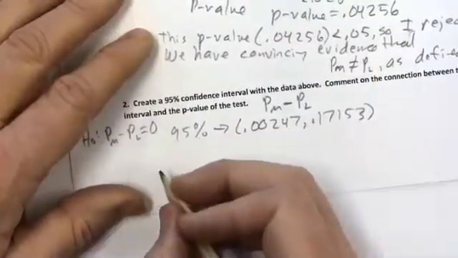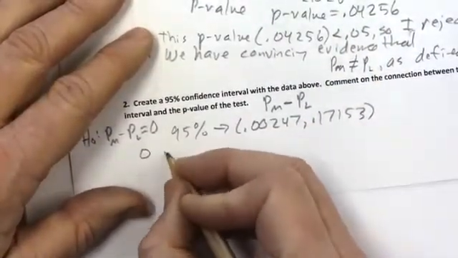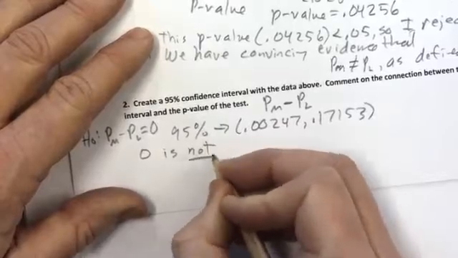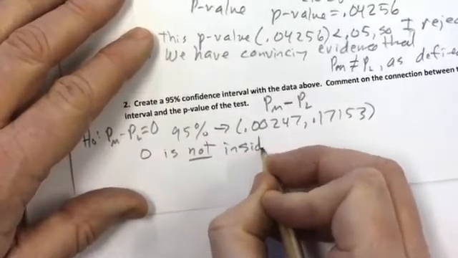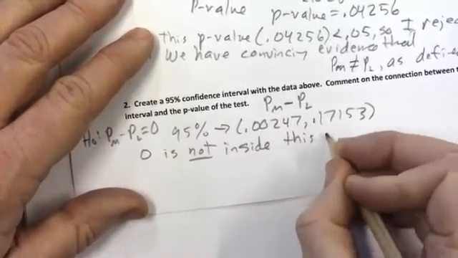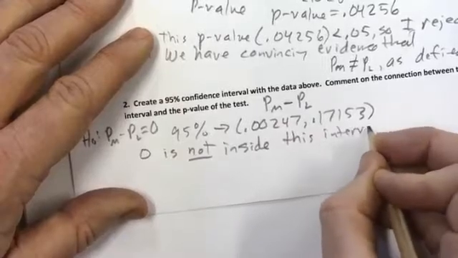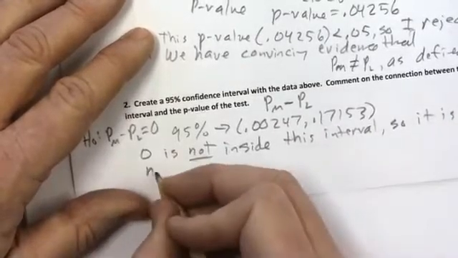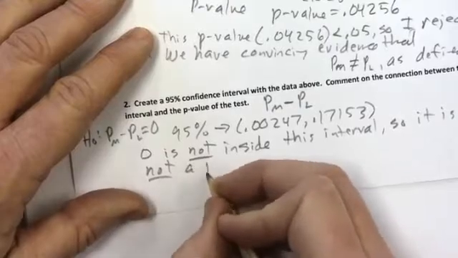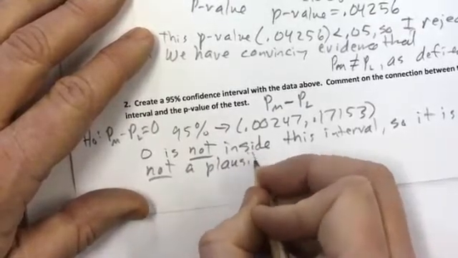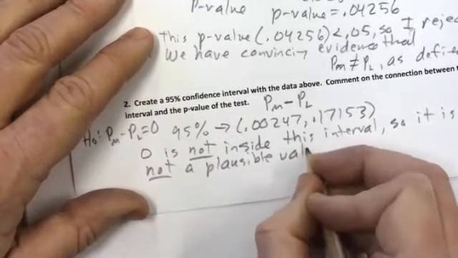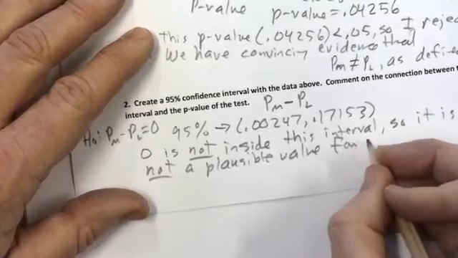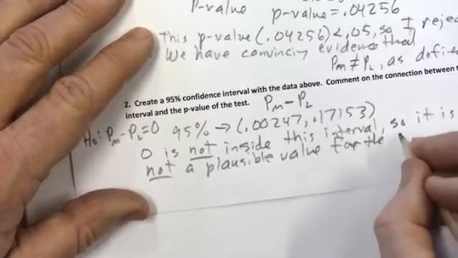So you would say this: 0 is not inside this interval, so it is not a plausible value for the true difference.